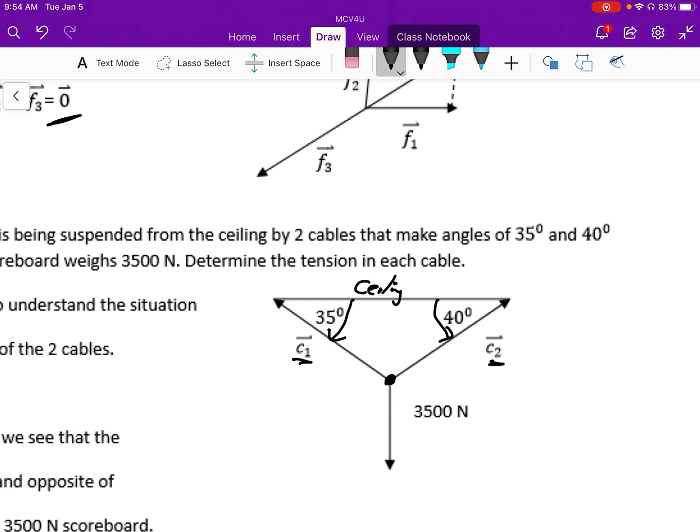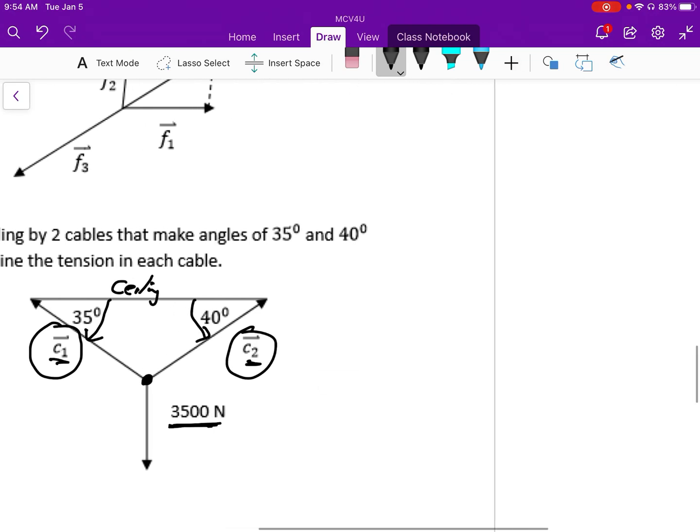Realizing that the tension of cable 1 added to the tension of cable 2 is going to be equal and opposite to basically the weight of the scoreboard. Equal and opposite, it's going to end up like this, at 3,500 straight up. They have to be. So cable 2 is going to come out like this.